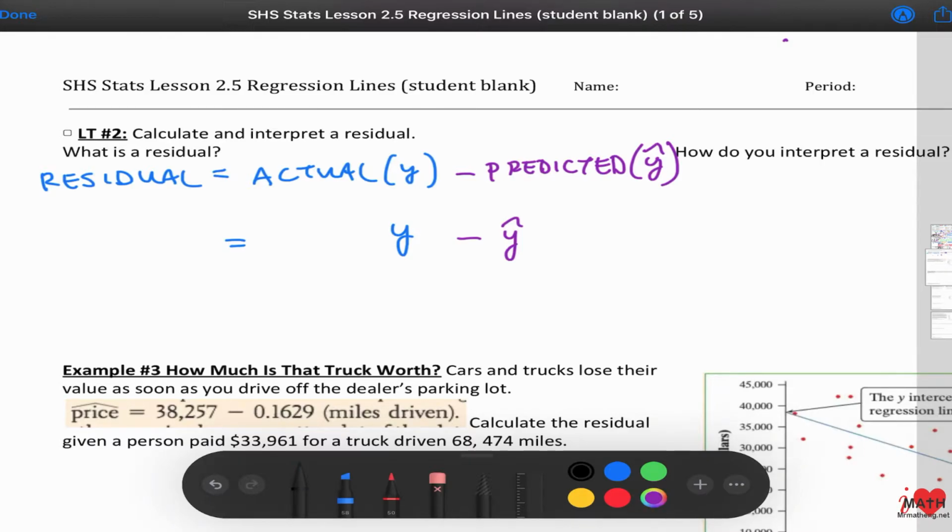Here's a silly way of thinking of it. We could have taken AP statistics, right? Which is actual minus the predicted. Just some silly way to help you remember it. AP. Okay.